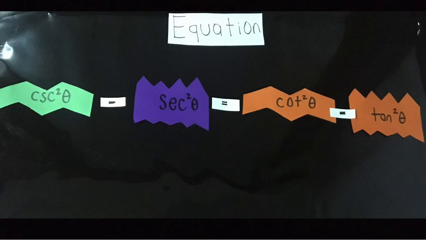Now let's take a look at the second problem. Cosecant squared minus secant squared equals cotangent squared minus tangent squared. We will work on the left side again first because remember, when solving these equations you may only work on one side at a time.